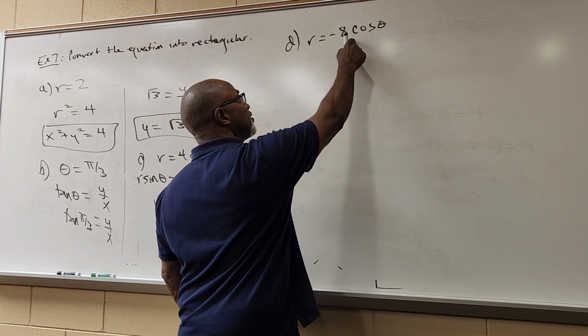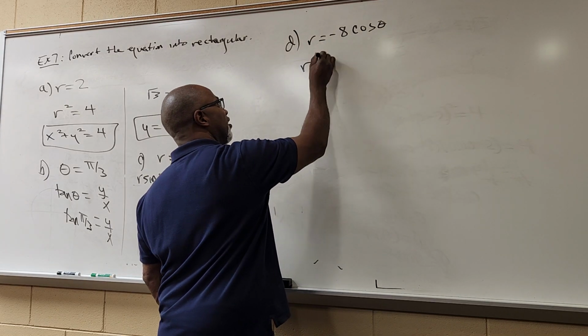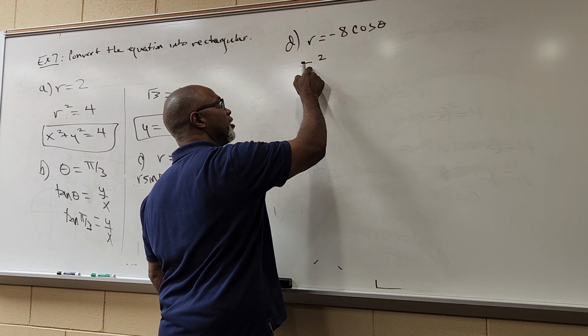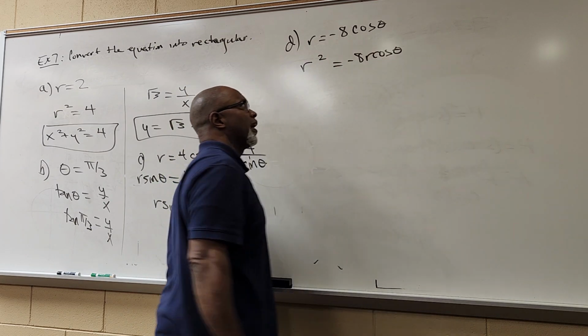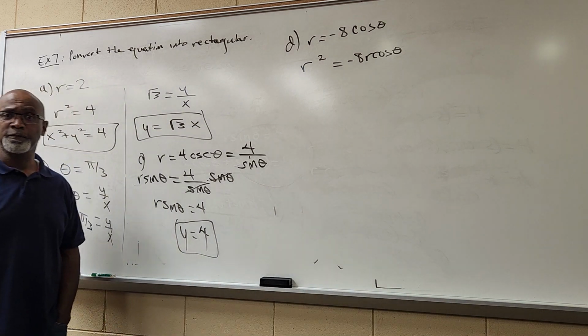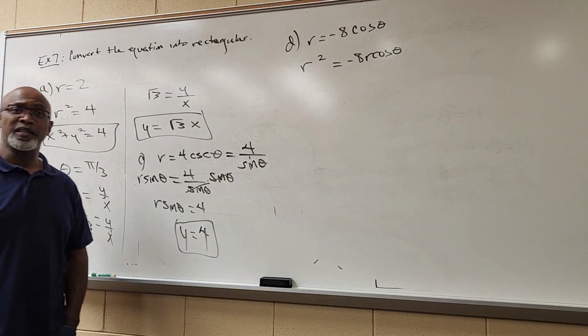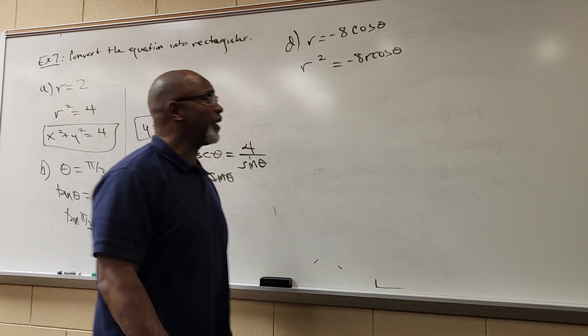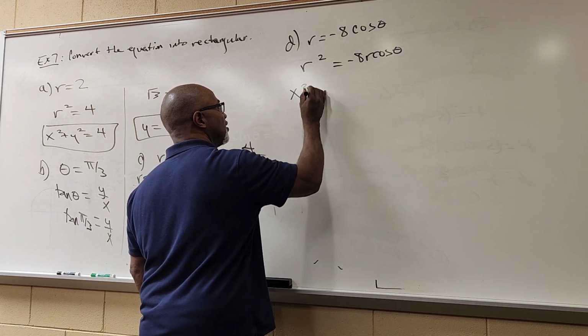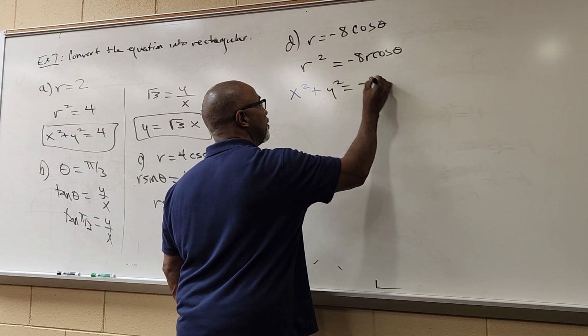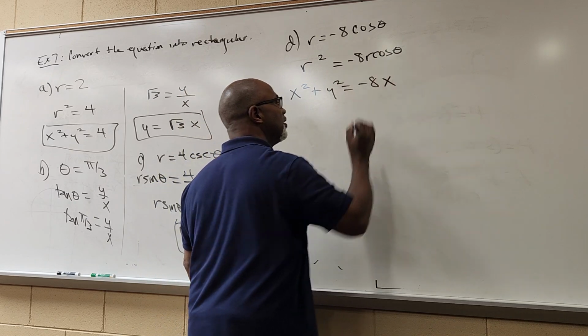So to get an r on this side, I'm going to multiply both sides by r. So if I multiply this r by r, I get r squared. If I multiply by r on this side, I get -8r cosine theta, because again, I need r cosine theta. I can replace that with x. Well, r squared is the same thing as x squared plus y squared. And r cosine theta is x.